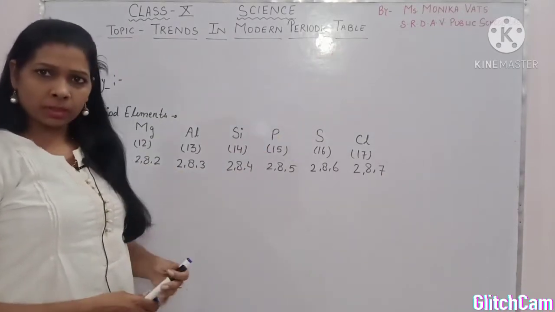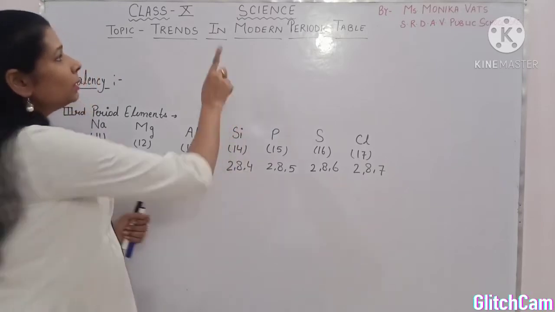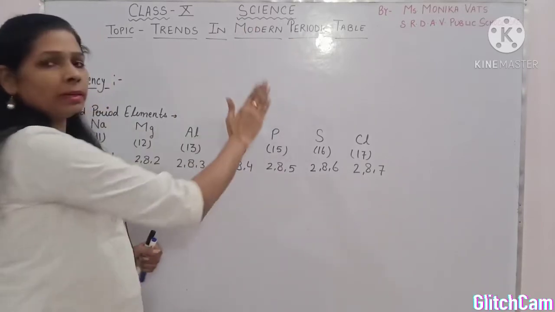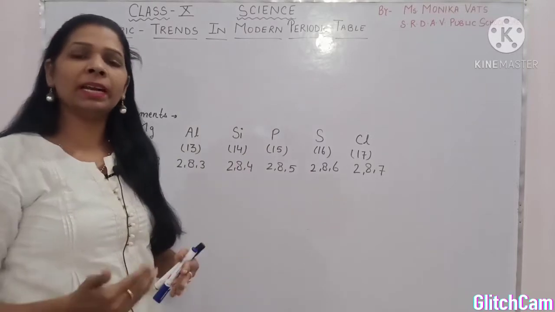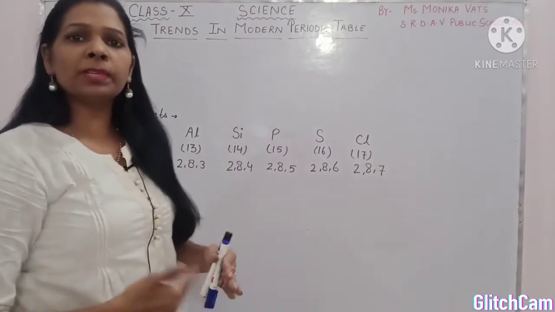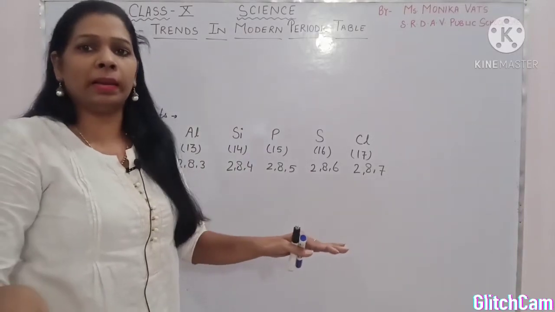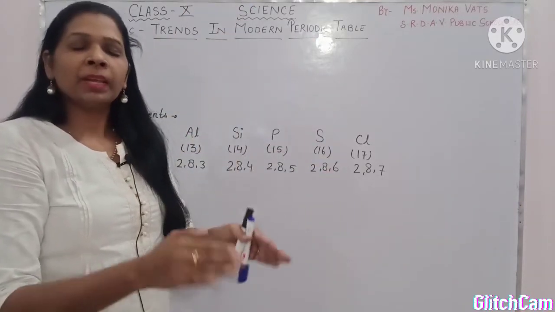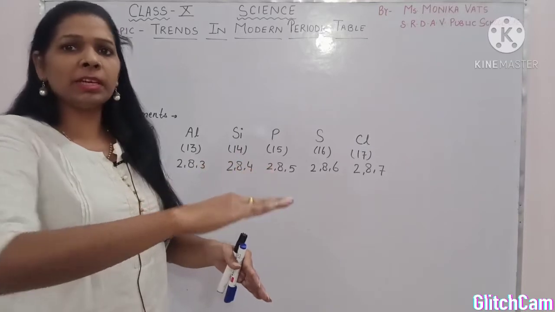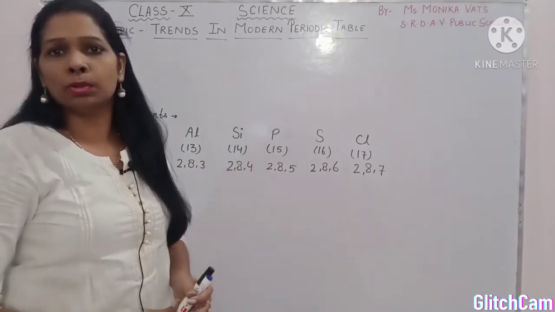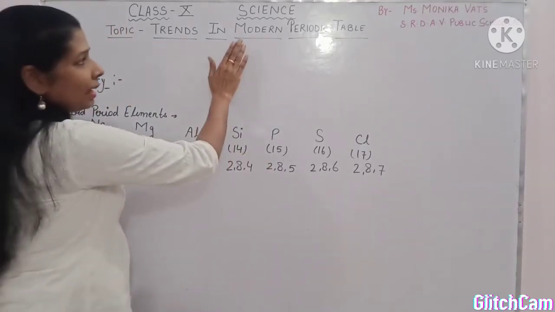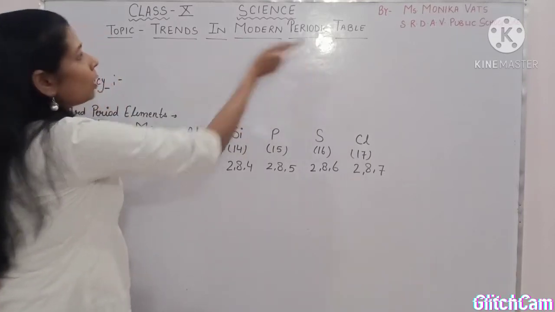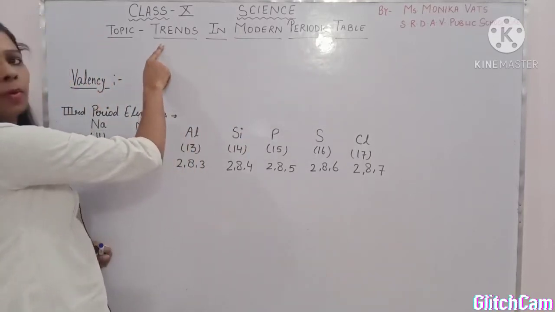So in this session, what we will discuss is that in the modern periodic table, as we had already discussed, there are some groups and some periods, and in those groups and periods some elements are arranged. Elements are arranged in groups, these are the columns, and elements are arranged in periods, these are the rows. So the elements which are arranged in the modern periodic table, what kind of trends do they follow?